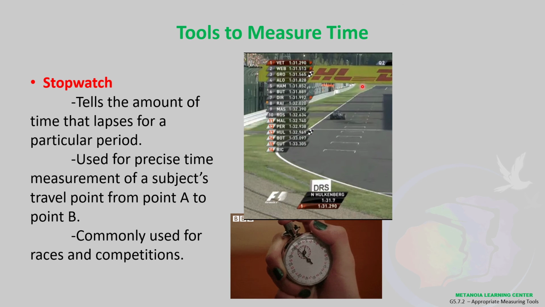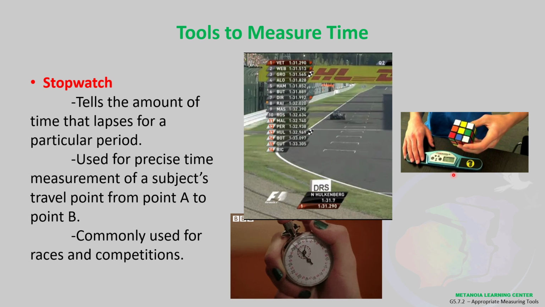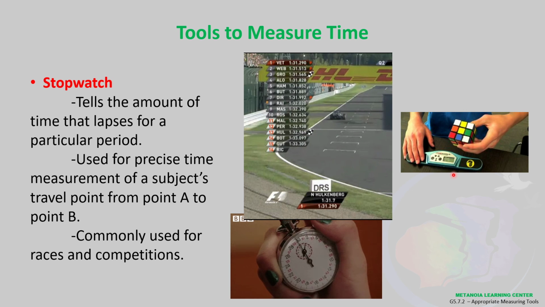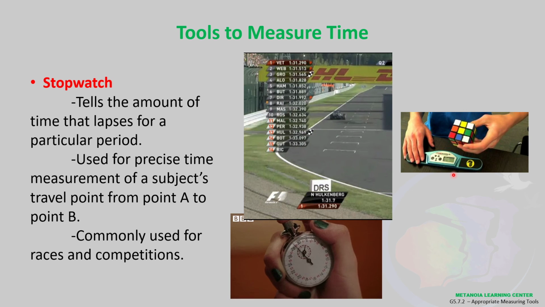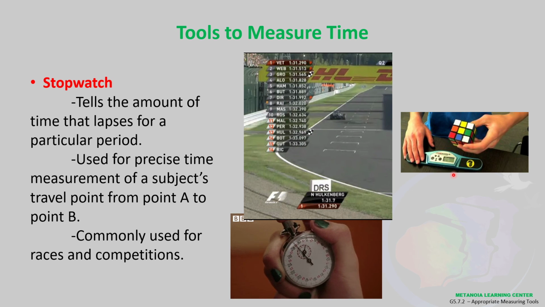Also in other competitions such as Rubik's Cube. If you remember your friends and schoolmates using a Rubik's Cube timer, that's one example of a stopwatch that measures how fast you can solve a Rubik's Cube, and there are other things you can use a timer for as well. So that is it, the appropriate measuring tools, where and when to use them.